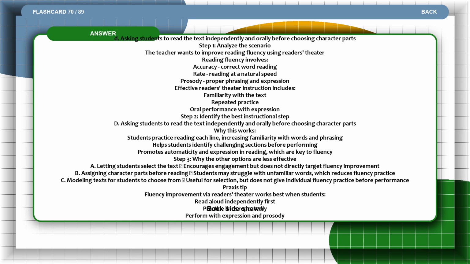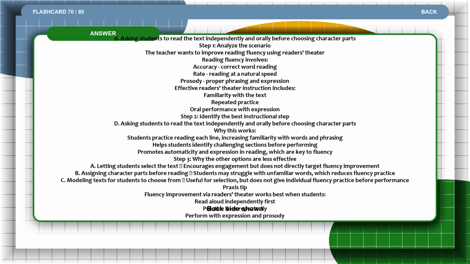Step 2. Identify the best instructional step. D. Asking students to read the text independently and orally before choosing character parts. Why this works. Students practice reading each line. Increasing familiarity with words and phrasing helps students identify challenging sections before performing. Promotes automaticity and expression in reading, which are key to fluency. Step 3.